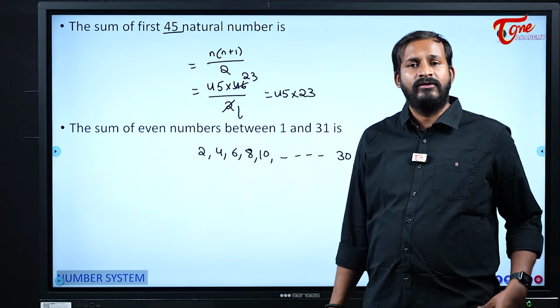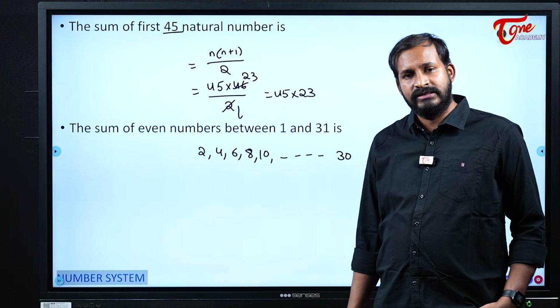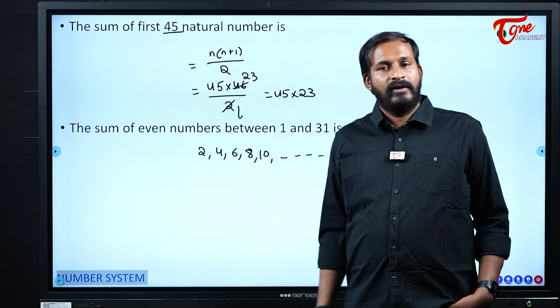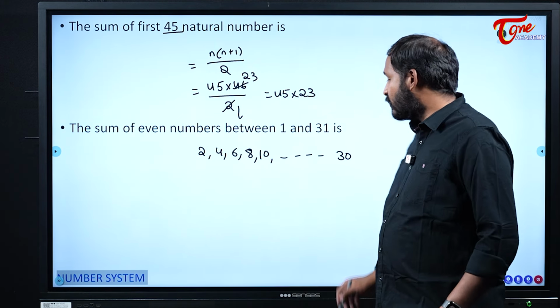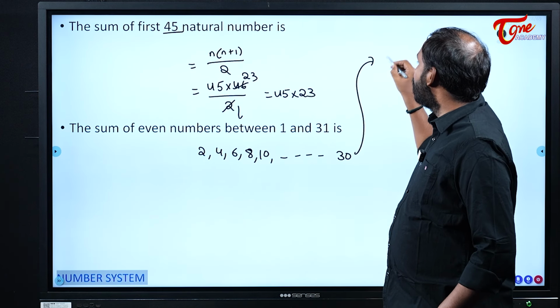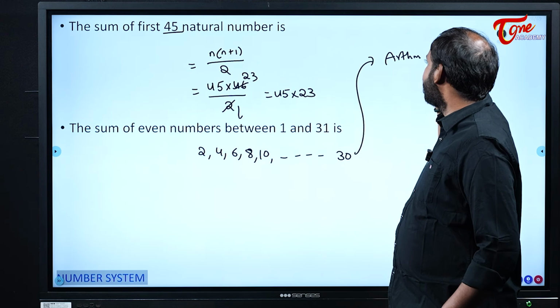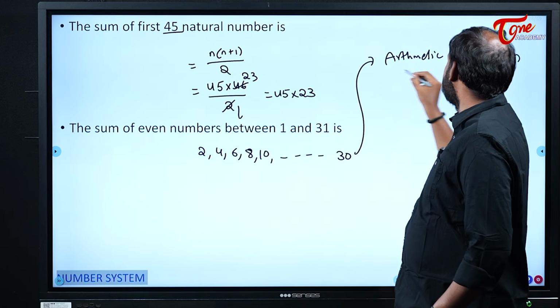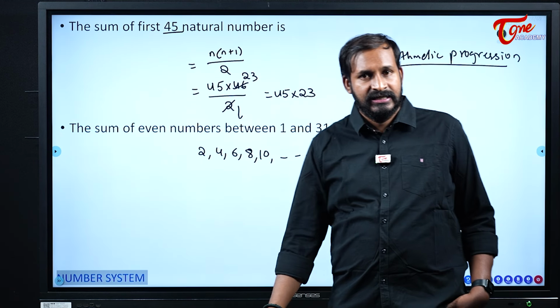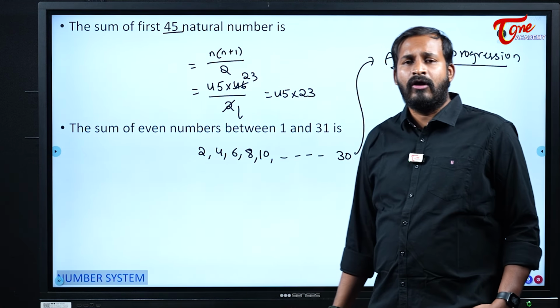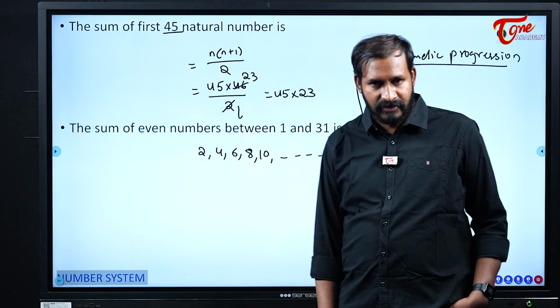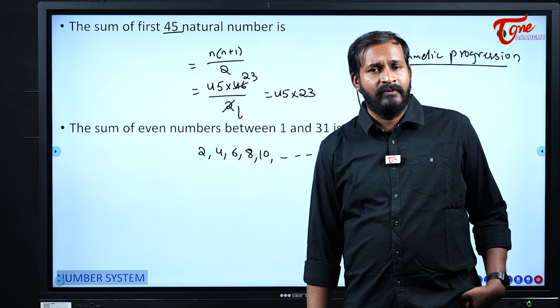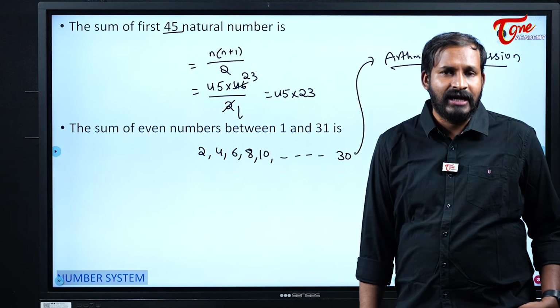Do you have any particular formula for first n even numbers? By using this formula we cannot do that one, but we can solve this one with the help of arithmetic progression. What is meant by arithmetic progression? Any series which has a common difference between two successive numbers, then we call it an arithmetic progression.